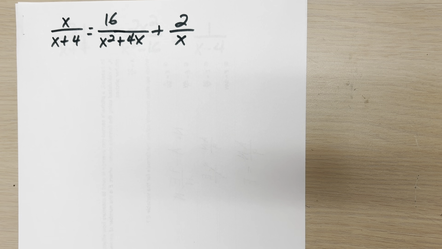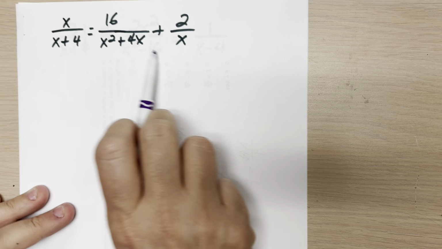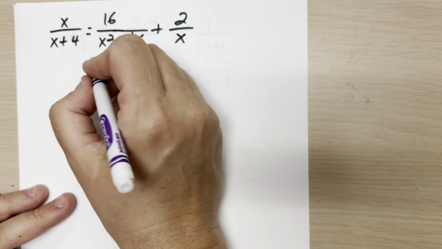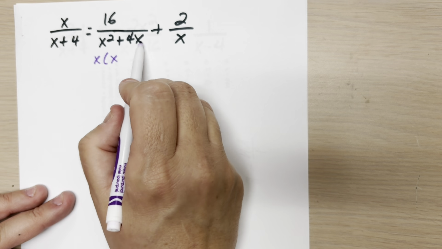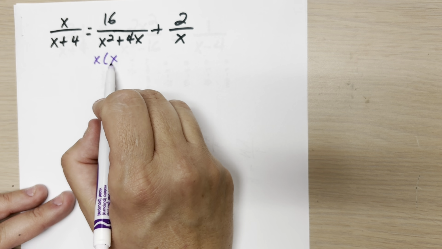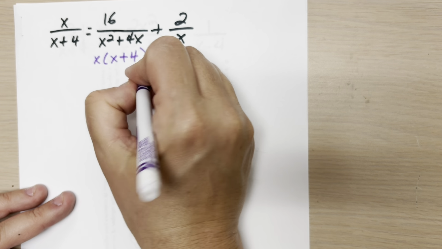Here's one that's a little bit sneakier, so we're going to have to do LCD on this one. My first advice to you would be to look to see if you can factor anything. So if I look down here, I can pull an x out. So x squared plus 4x becomes x times the quantity x plus 4.